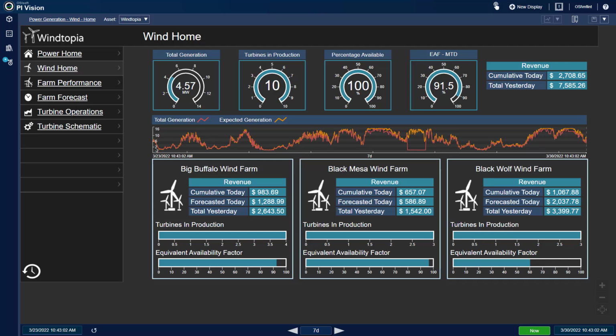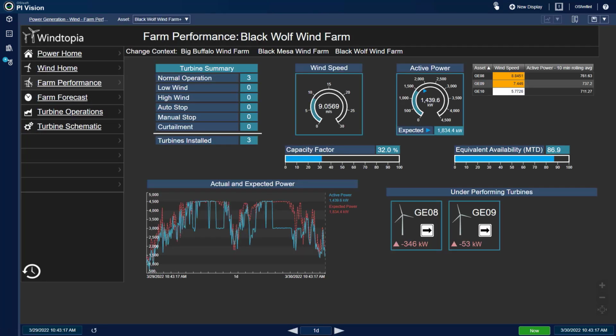They clearly see that the Black Wolf wind farm is in poor health, with the lowest equipment availability factor over the past week. They drill down into the farm details to understand why the availability is lower than the other farms. At the farm level, the manager sees all 3 turbines are in normal operation.